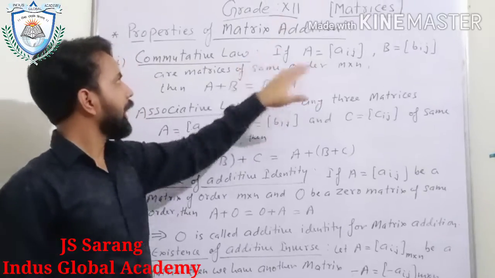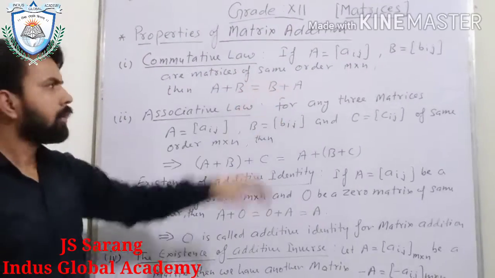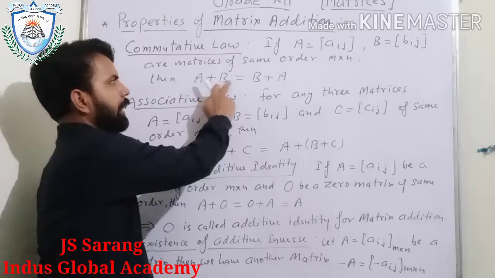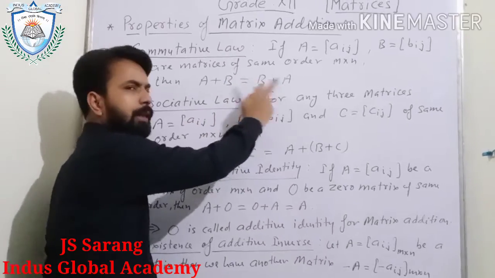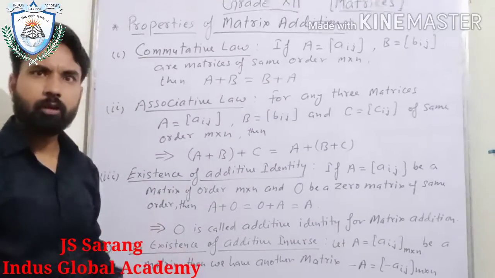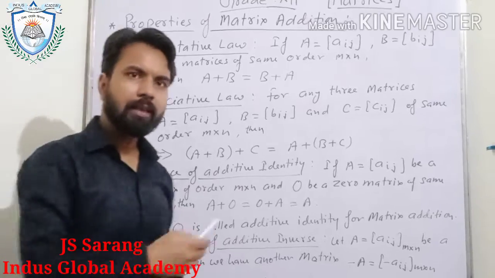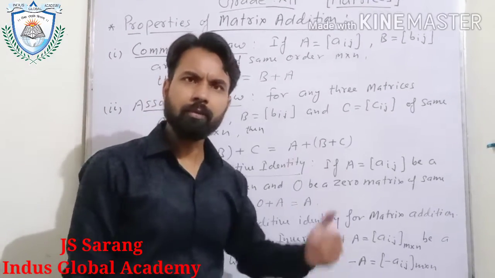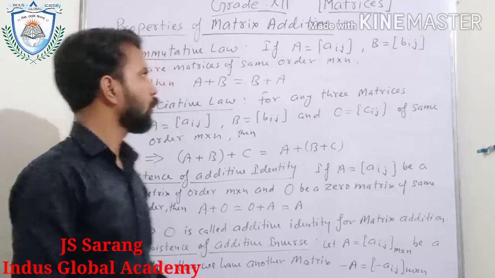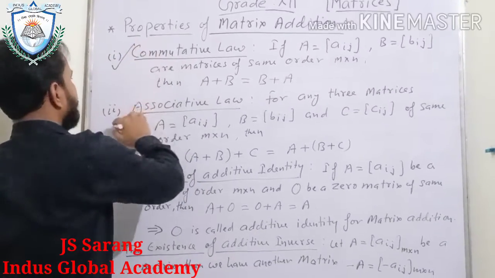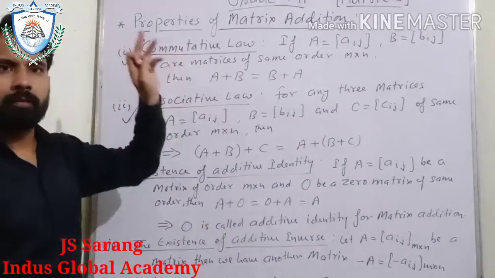So if A and B are two matrices of same order, then the sum of A and B equals the sum of B and A. This is the commutative law, and the addition of matrices satisfies the commutative law. Got it? Okay. Now the second is the associative law.